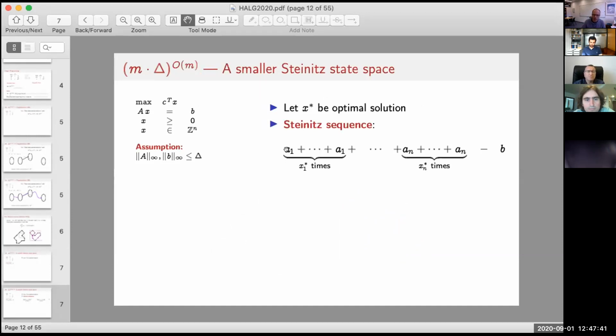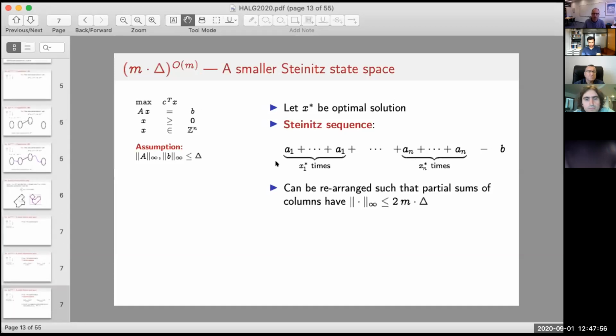And how does it do this? Well, again, A1 is the first column of A. We take x1 star times A1 up to xn star times An, and we subtract B. Now, this sums up to 0, right? This is clear because it's a feasible solution. So what we can do is rearrange, and for now we assume that B is also of infinity norm at most delta. We can rearrange such that the partial sums of the columns never exceed 2 times m times delta in the infinity norm, because I'm removing B out of this picture.